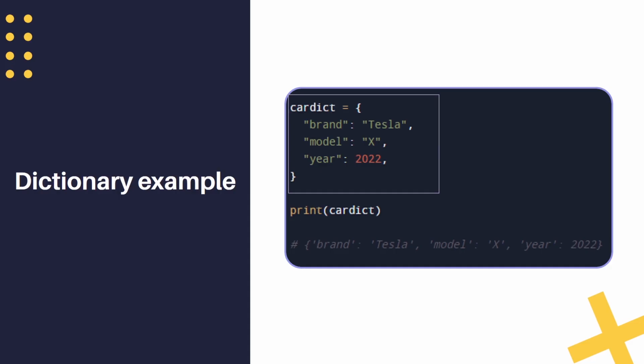In the first case, we have brand, which is the key, and associated with that key is the value Tesla. Likewise, we also have the key model, where the value associated with that key is X. And lastly, we have year, where the value associated with the year key is 2022. We essentially just print the dictionary out, and these are the values. Unlike lists, when trying to access a value inside of our dictionary, we must call the key.